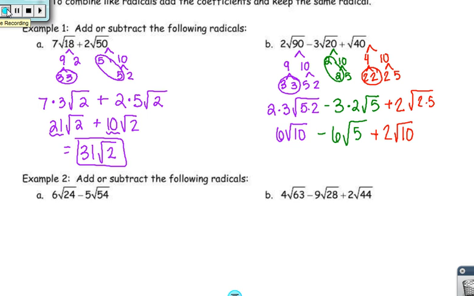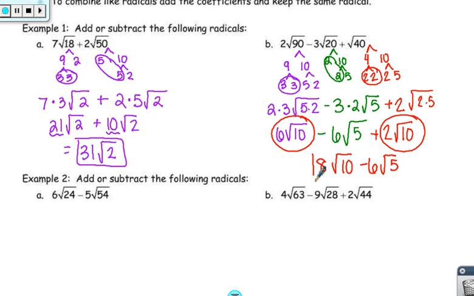Okay, so what matches here? Well, here's a square root of 10, and here's a square root of 10. So 6 square roots of 10 plus 2 square roots of 10 is 8 square roots of 10 minus 6 square roots of 5. That does not match.